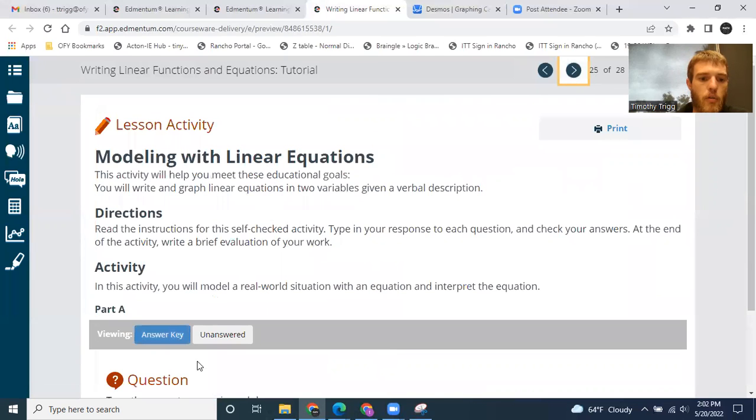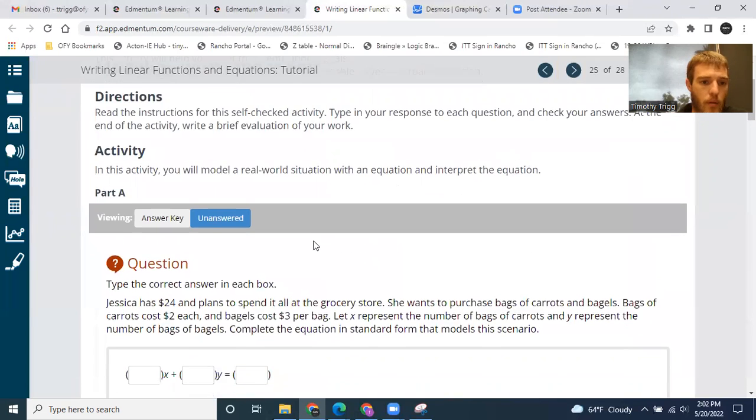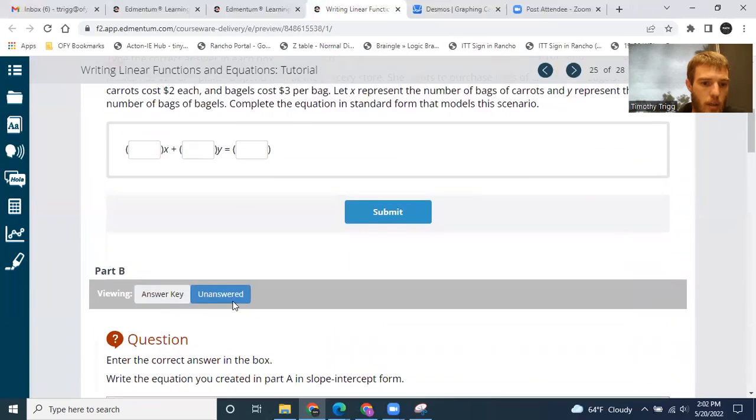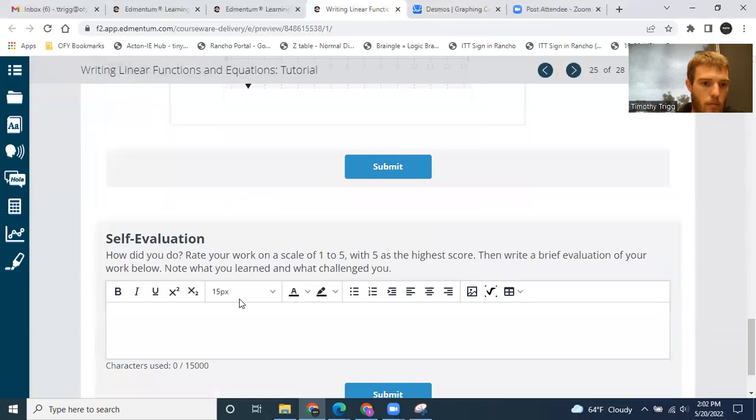All right, let's go ahead and move on to page 25. That's where the activity starts. In this activity, you will model... okay.